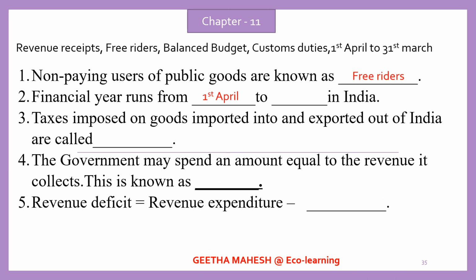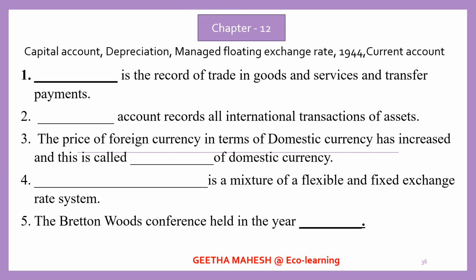Financial year runs from 1st April to 31st March in India. Taxes imposed on goods imported into and exported out of India are called custom duties. Government may spend an amount equal to revenue it collects. This is known as balanced budget. Revenue deficit is equal to revenue expenditure minus revenue receipts.